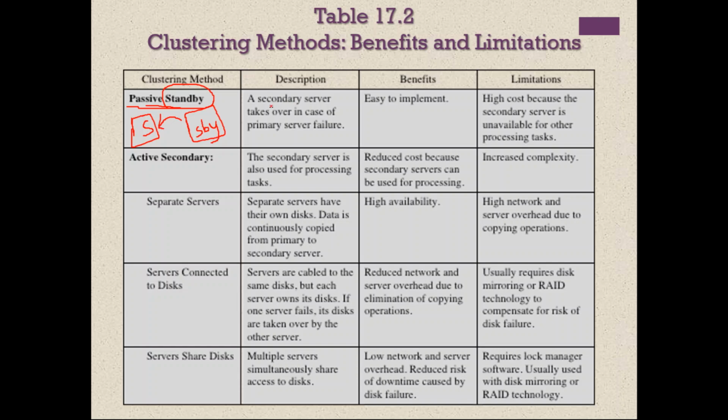So here is the description. There will be a secondary server that takes over in case the primary server fails. If the primary server fails, then the secondary server will take over. The advantage of this model is that it is easy to implement, but the limitation is that the cost is very high, because the secondary server is unavailable for other processing tasks, or you can say the secondary server is not fully utilized. We are not at all utilizing it during other times, when you could utilize it apart from acting as a standby. So that is one of the drawbacks.